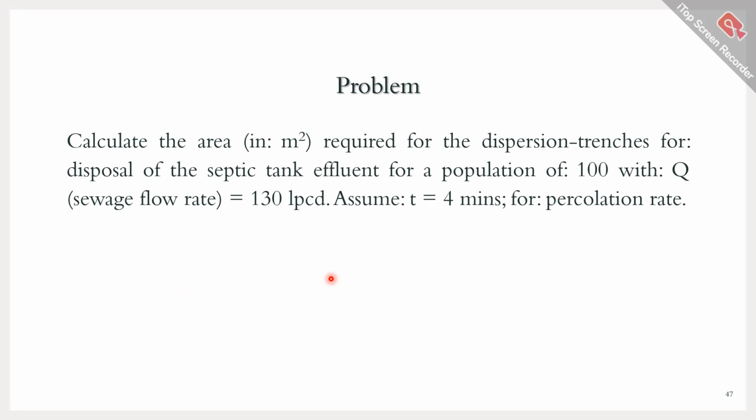Now next there is a problem where you have to calculate the area in square meters required for the dispersion trenches for disposal of septic tank effluent for a population of 100 with volumetric flow rate of sewage Q equals 130 liters per capita per day or LPCD. Now you have to assume T equals 4 minutes to calculate the percolation rate. This percolation rate you have to utilize to calculate your desired area of the dispersion trenches.